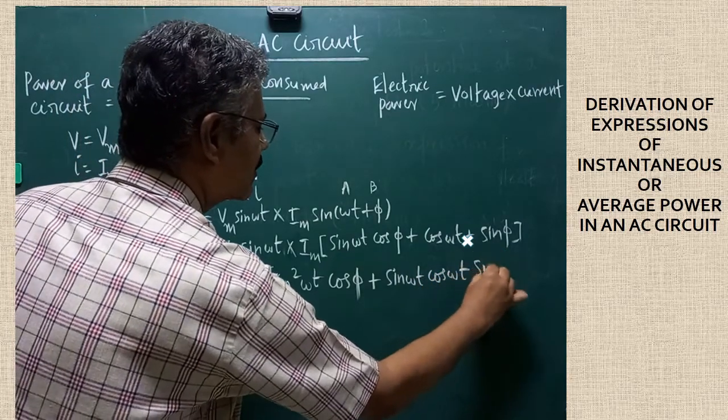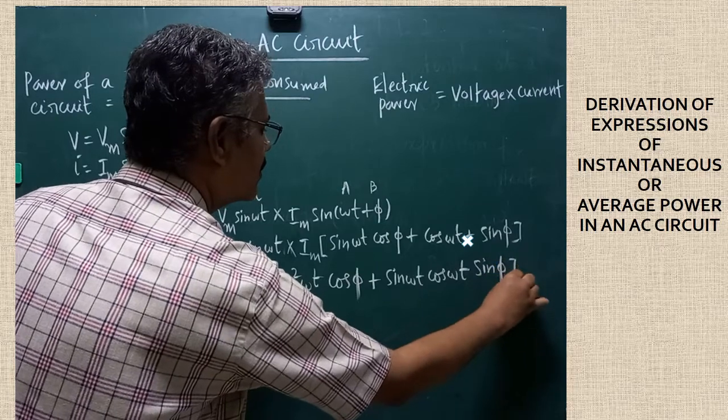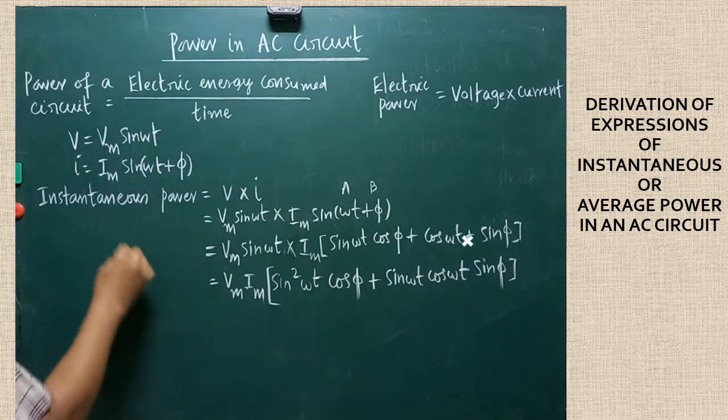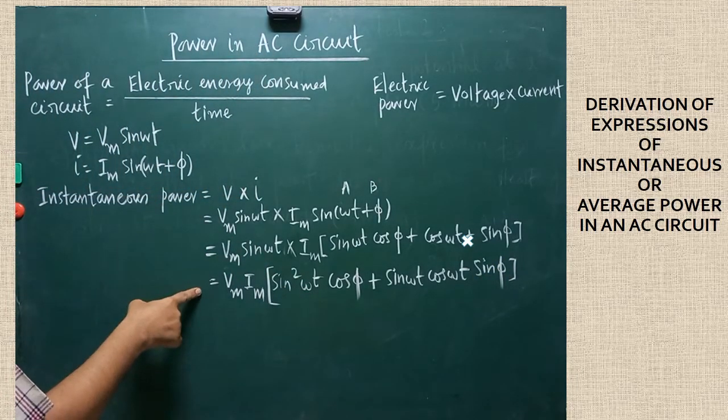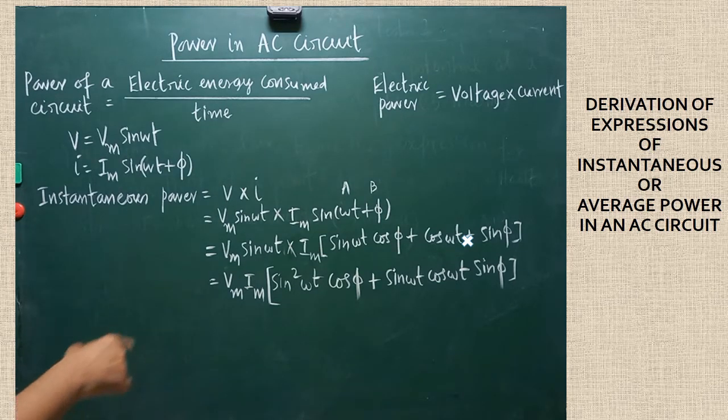What is the remaining factor? Sin pi. So this is the formula to calculate the instantaneous power. Are you clear? Instantaneous power. Already you have learnt about the RMS value of AC and the average value of AC. Already you have calculated the average value of current, the mean value of current, and the RMS value of current. All those things were already taught.